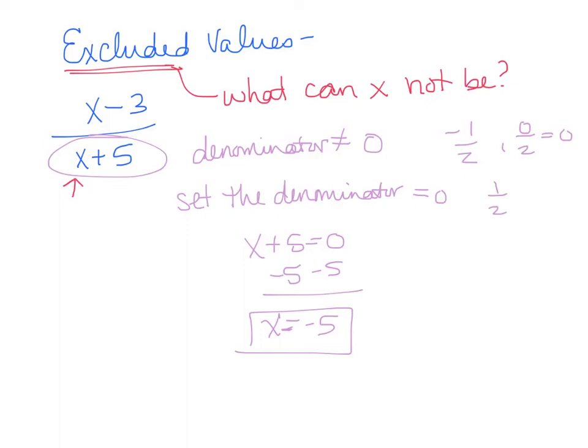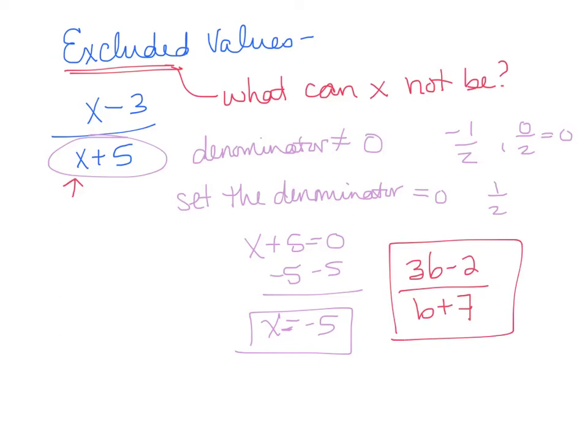So I want you to take a minute and pause the video, and I want to know what can b not be. Take a second, pause the video. So hopefully you found that b cannot be 7. Or if you wrote b equals 7, what you're doing is you're answering the question, what can x not be? x can't be equal to 7. It really depends on how the question is phrased.